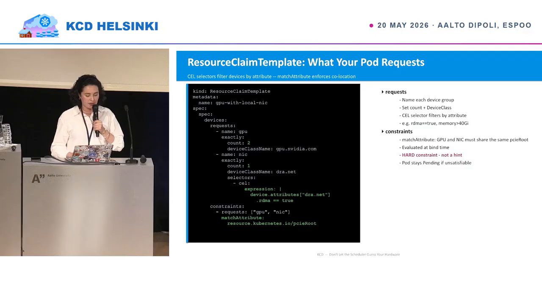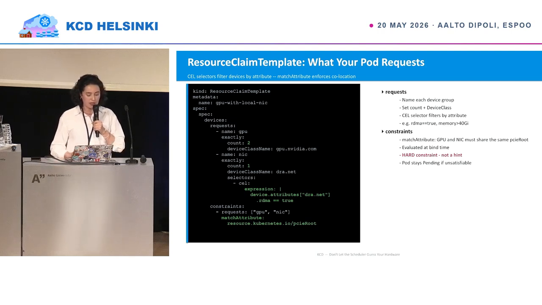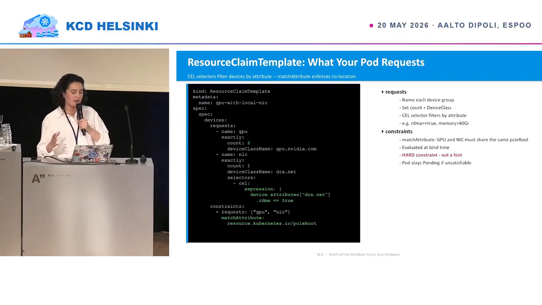Here we have the resource claim template that has two big sections. The first one is the requests: how many devices we need for our workload and which type of devices we need. For example, here we have two GPUs from the NVIDIA GPU DRA driver, and one NIC from the DRA net driver. And for the NIC, we are adding a selector to filter NICs that have the RDMA capability.